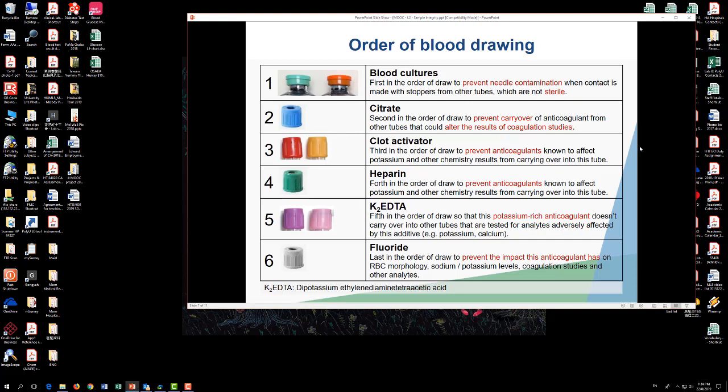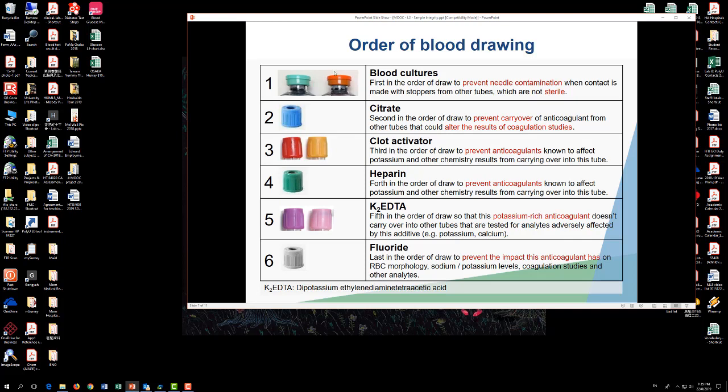And this is the correct sequence of blood drawing. The sequence matters because each of the blood tubes has some additives inside, for example anticoagulants or some activator to activate the clotting process.